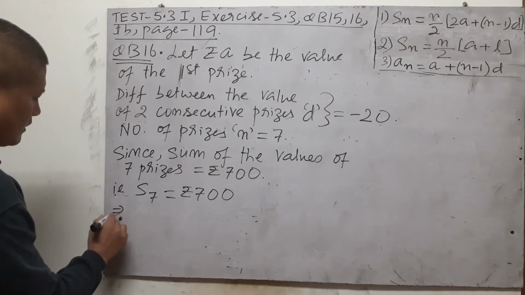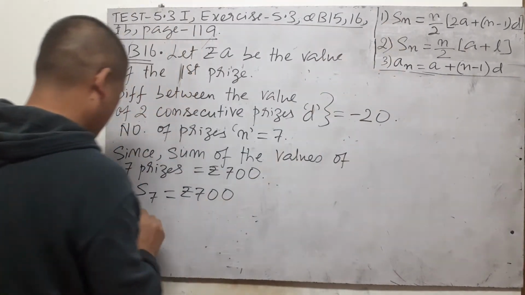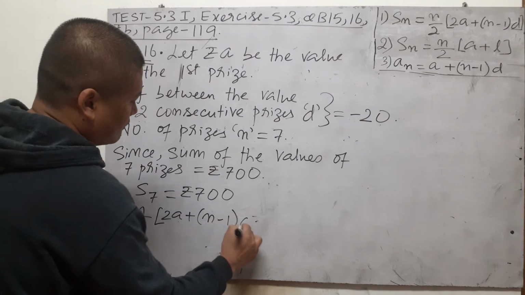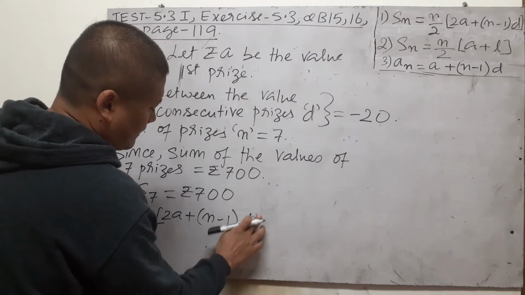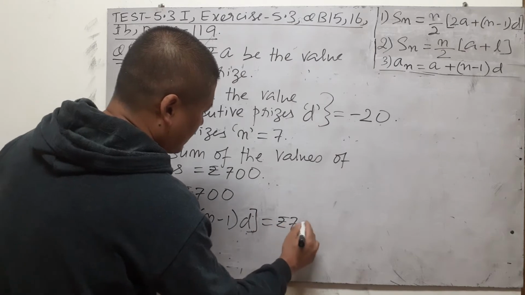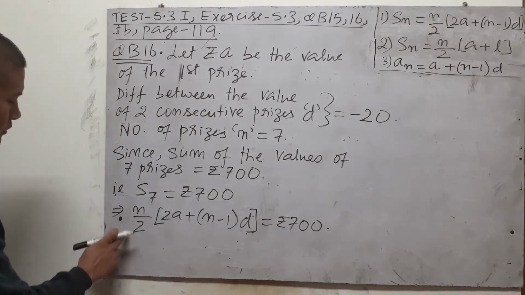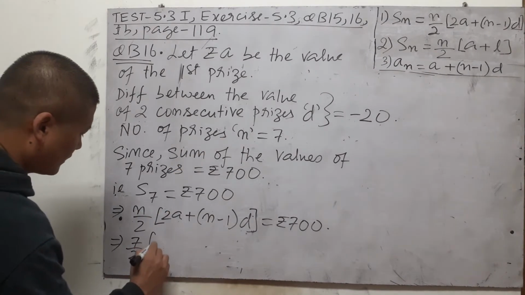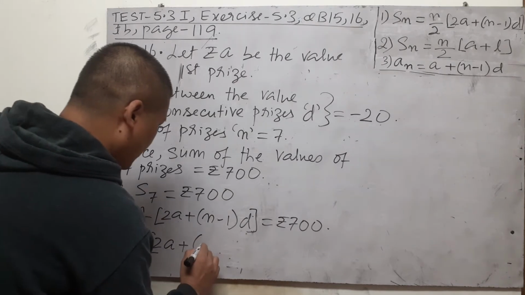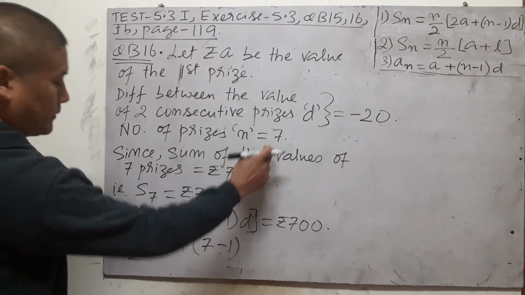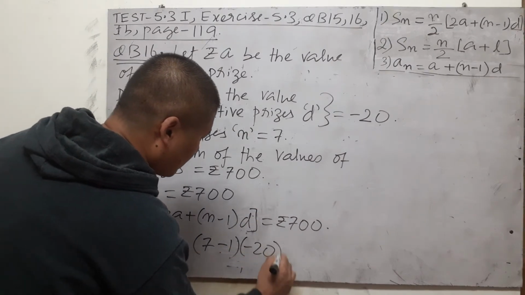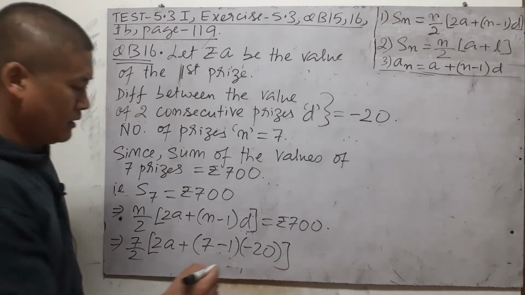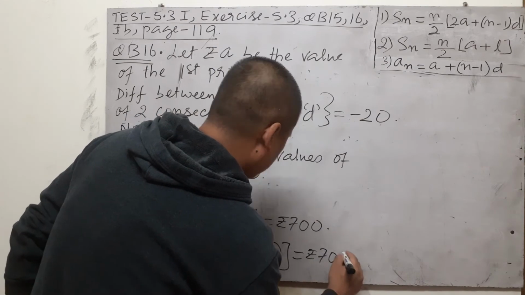So that gives you S7 using this formula. I'll just write here n by 2 into 2a plus n minus 1 into d, and then that is equal to rupees 700. The total number of prizes is 7, so 7 divided by 2, n is 7. Then 2 into a, we don't know a yet. n is 7 minus 1. d is minus 20, not plus 20, the common difference, because each prize is decreasing, and decreasing means minus.